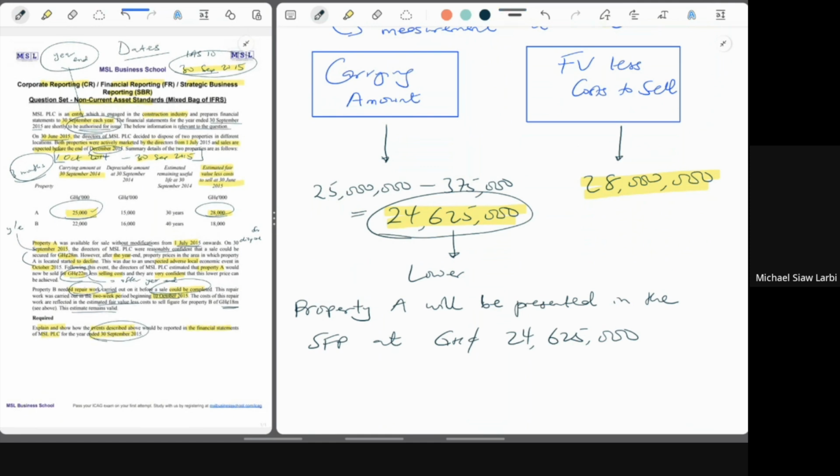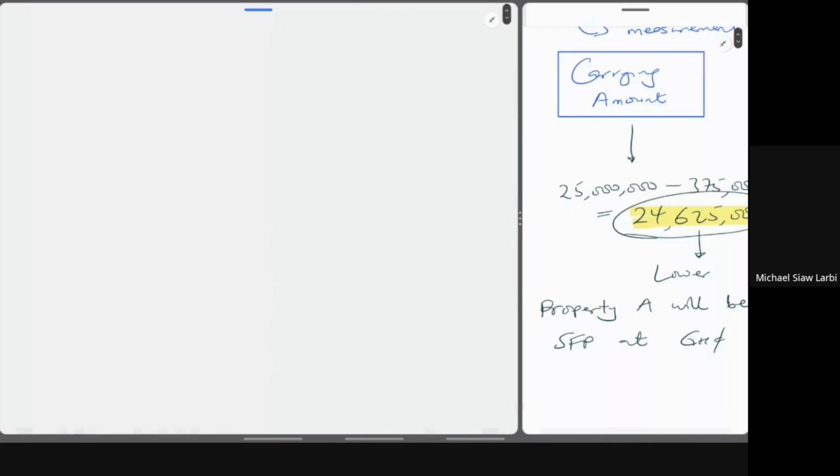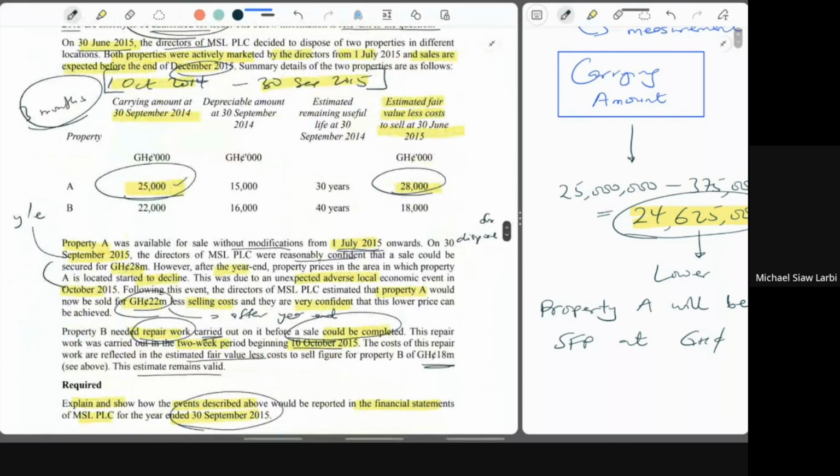There's one other issue we have to address if you want to score the full point in a question of this nature. We are told that although the 28 million is the price they are reasonably confident of securing, after year end, property prices started to decline. When that happened, it led to some other cascading event. This was mainly because it was an unexpected adverse local economic event. It occurred in October 2015. So this adverse event happened after year end, right? And when this happened after year end, they felt they could no longer get 28 million. They felt that 22 million was more realistic.